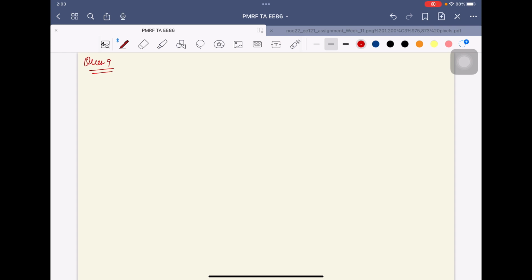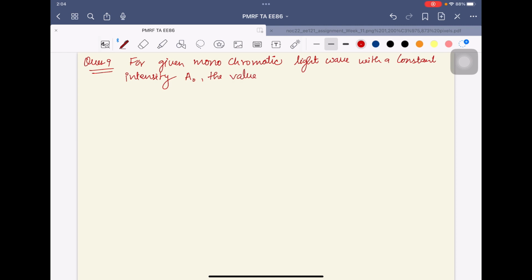Question 9. For a given monochromatic light wave with a constant intensity A0, the value of G20 is.